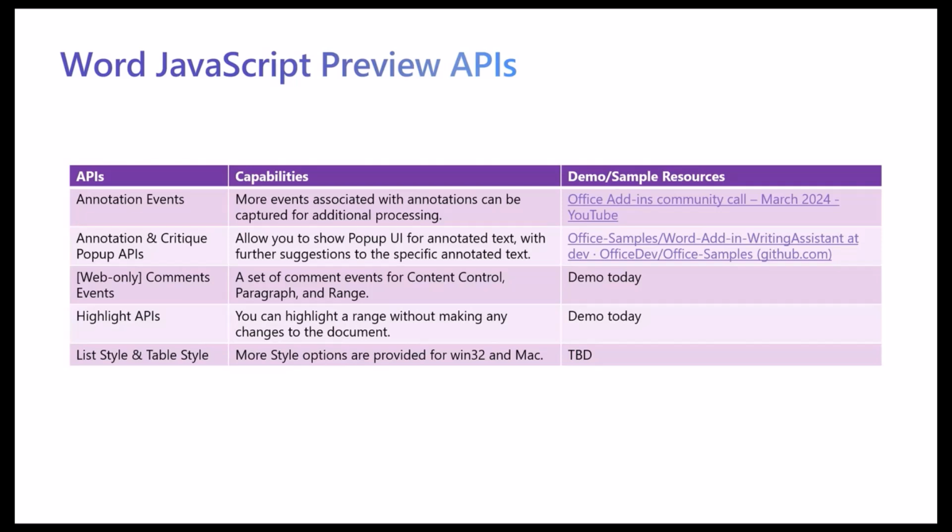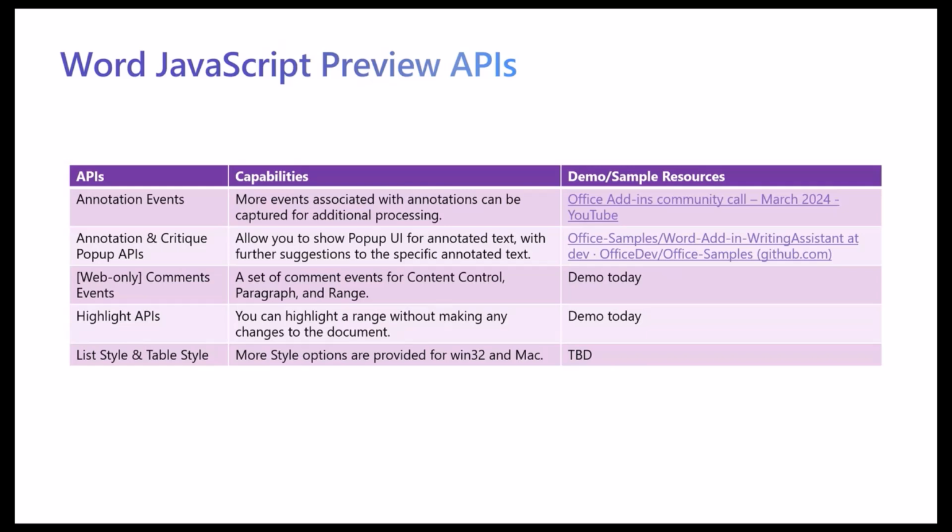For example, the annotation events we have expanded to allow for additional processing. And the on-canvas card capability is enhanced for annotated text, so right now it can provide further suggestions for users to take actions. The demos and samples are available on YouTube, where you can find those demos in our previous monthly calls, and you can also try those samples from our GitHub repo.